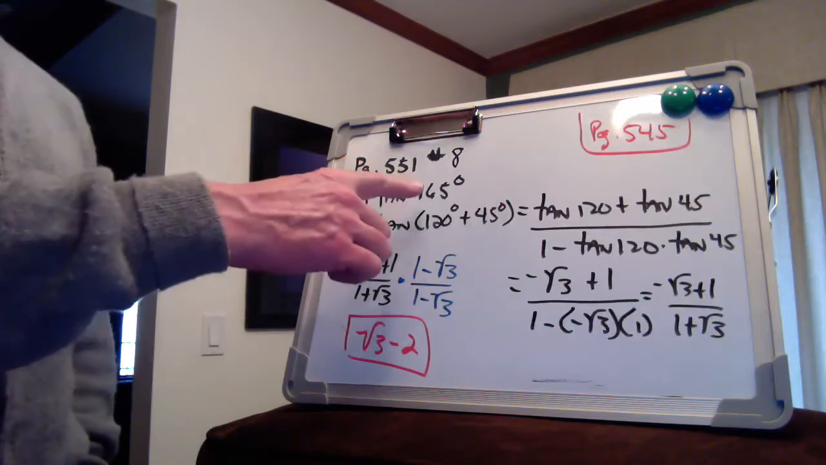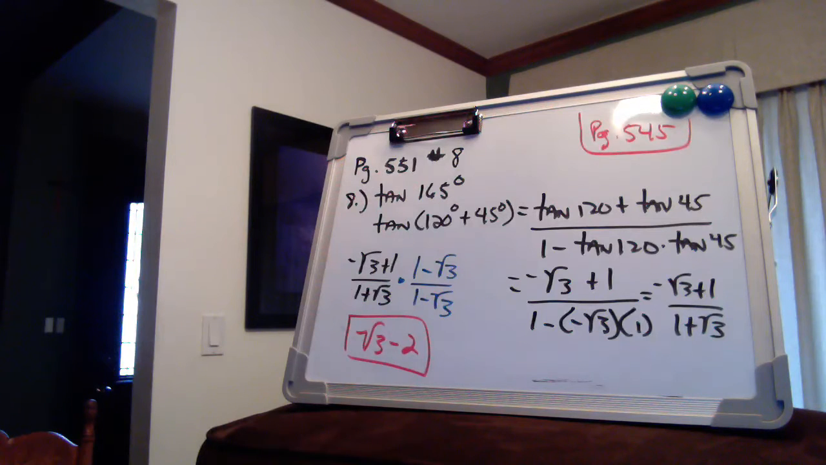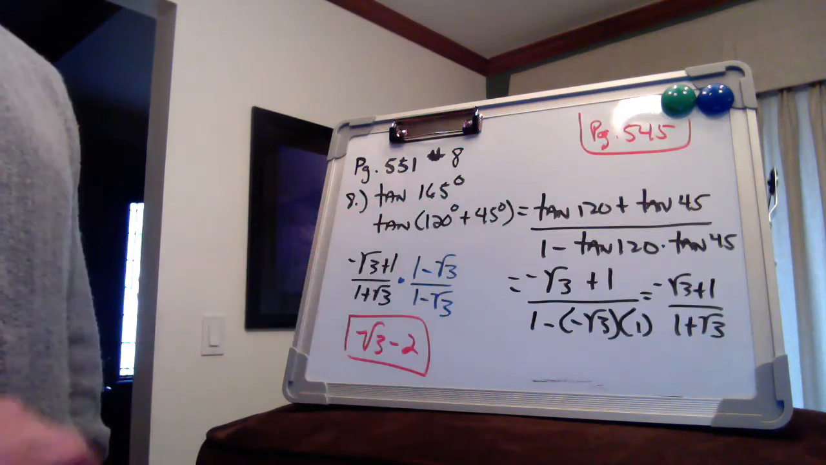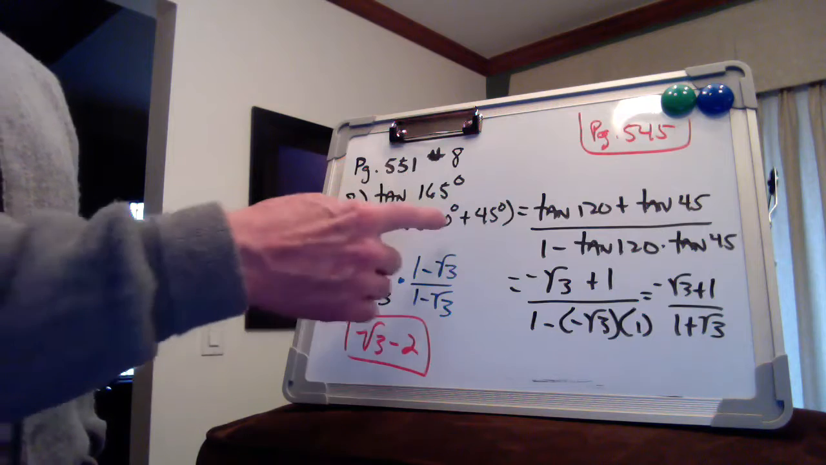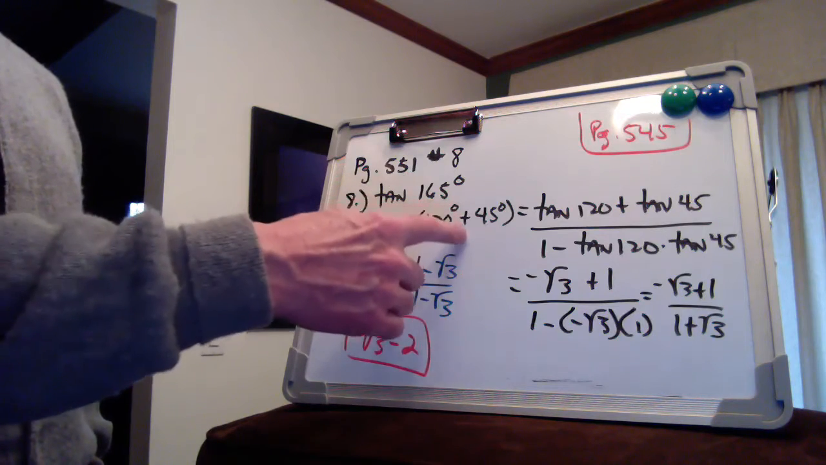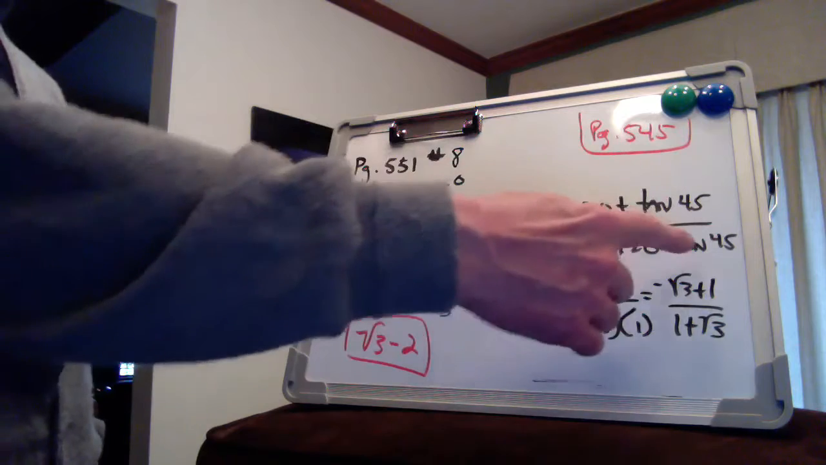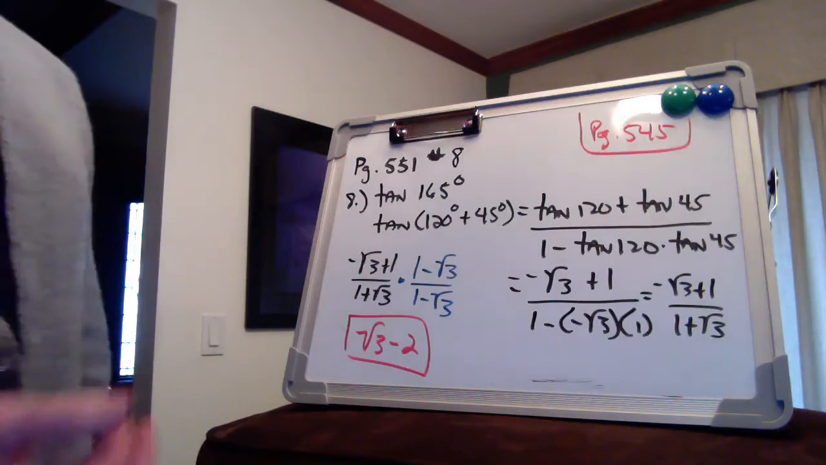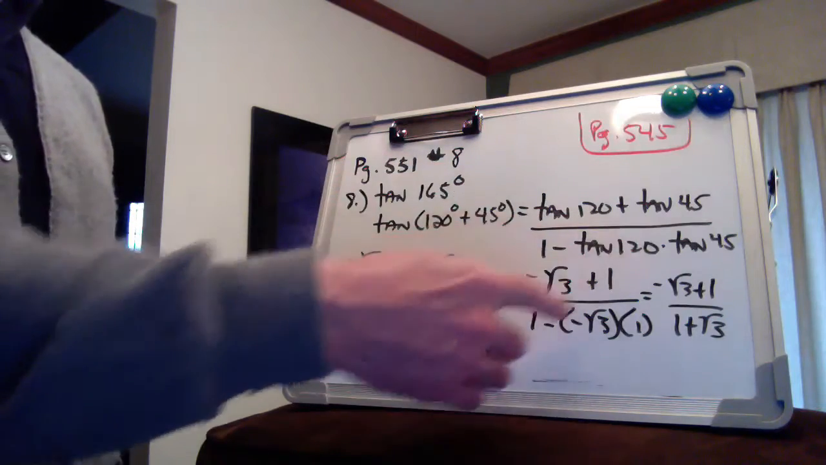So what you want to do is take 165 degrees and break it down into two angles that are on your unit circle. You can see 120 and 45, both of those angles are on your unit circle. They add up to 165. If you look at my next step, I use the addition formula for tangent, replacing 120 and 45 in the correct spots. Then from the unit circle, I got the values of the tangent of 120 and 45, and replaced them here.